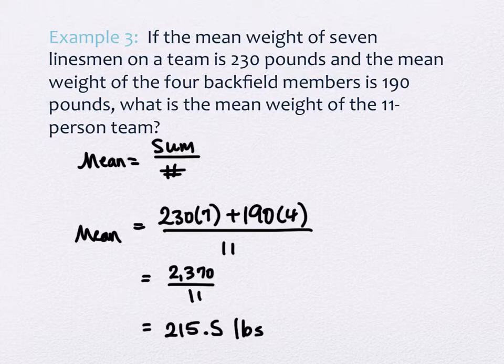Because there were more in the 230 category. There were 7 guys over there, right? And there were only 4 guys in the 190 category. So it also seems like it should be leaning toward the 230, and that also seems reasonable. Okay, everybody good with that?